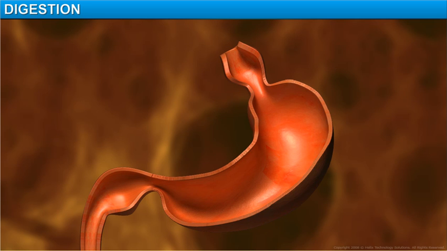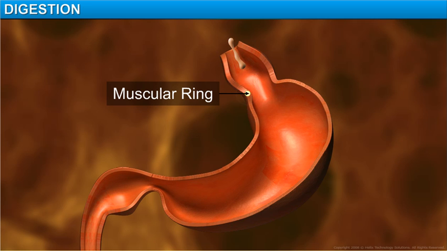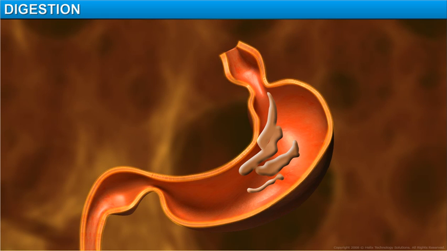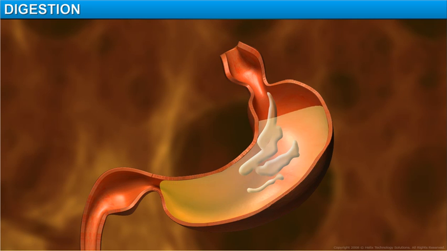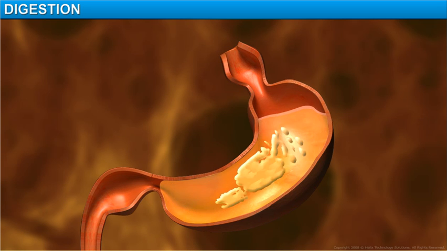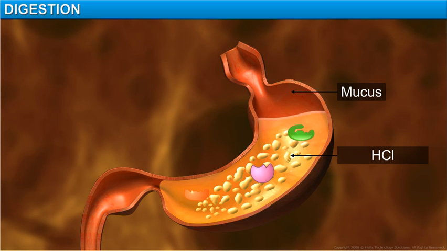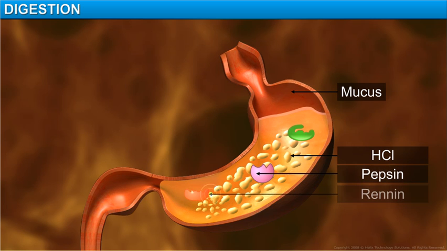At the end of the esophagus, a muscular ring allows the food to enter the stomach and then closes. The muscular walls of the stomach help in churning and mixing the food thoroughly with the gastric juices to break it into smaller pieces. These gastric juices contain mucus, hydrochloric acid, and enzymes like pepsin, renin, and lipase.